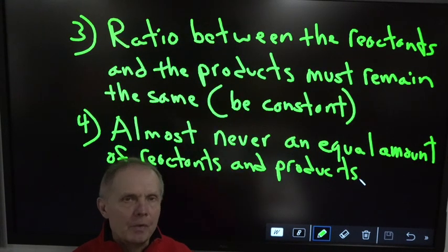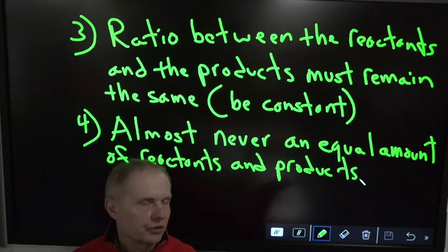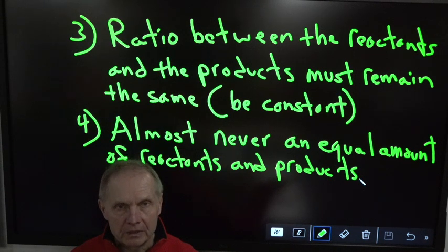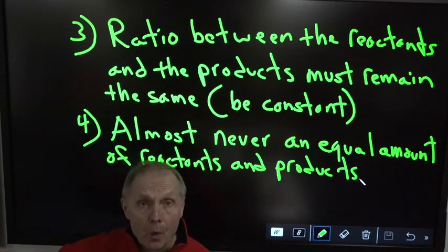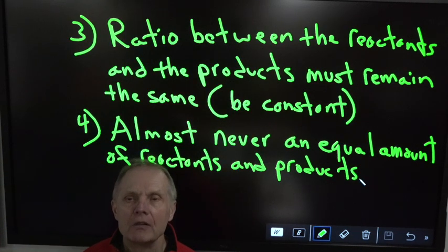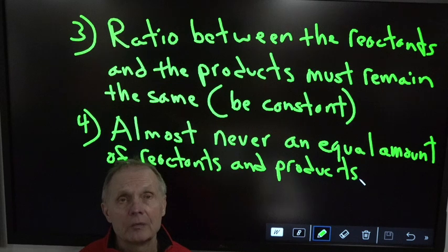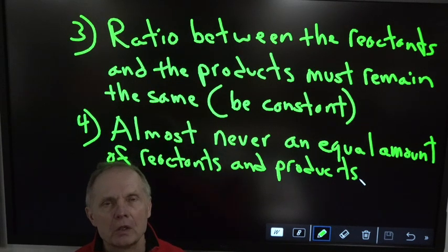Okay? Almost never equal concentrations, so that's not what equilibrium means. And also, whatever I do on one side, if I double the amount of reactants, then the products double. So you have to have the same ratio. Always the same ratio. Okay?